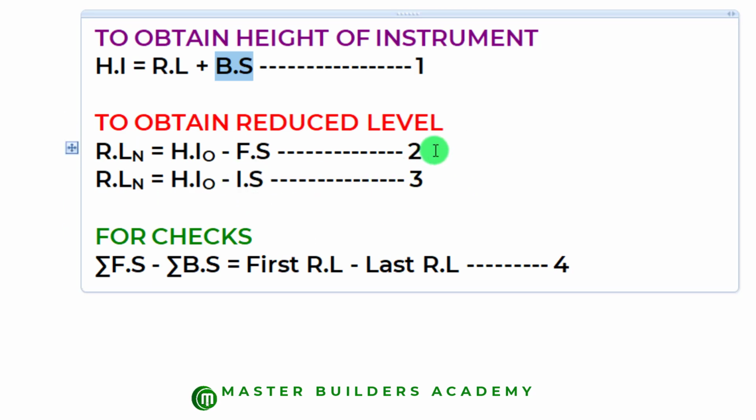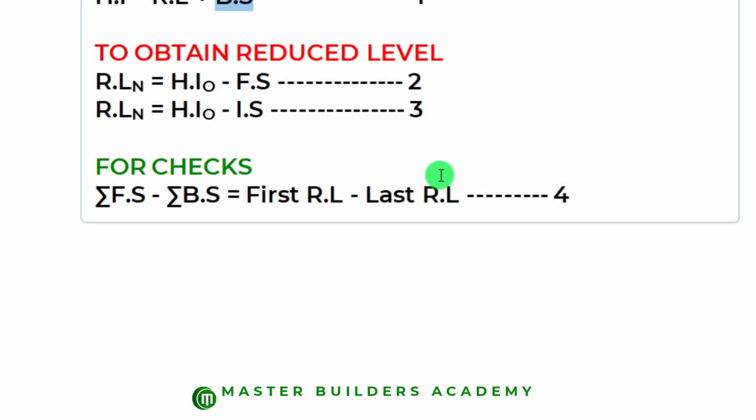From equation two and three, it is now very clear that you cannot find a new reduced level by subtracting backside from height of instrument. It doesn't work like that. So these are the basic principles, laws and formulas that you need. Then to check up, we have equation four, which is the same thing as what we have done before.